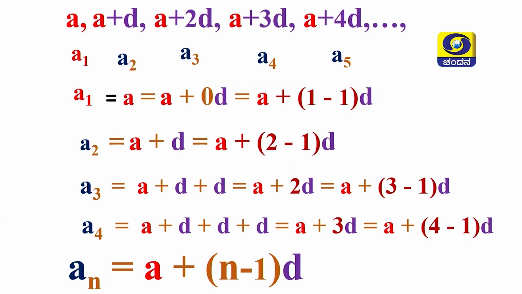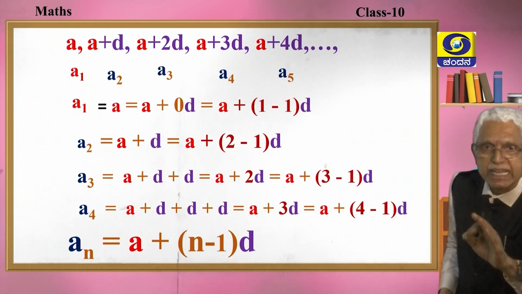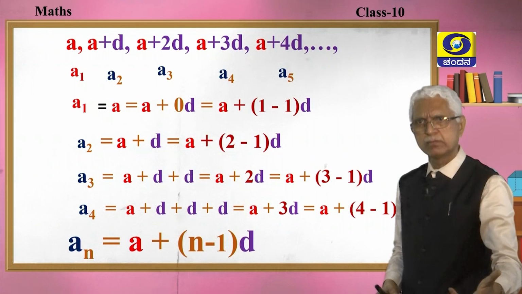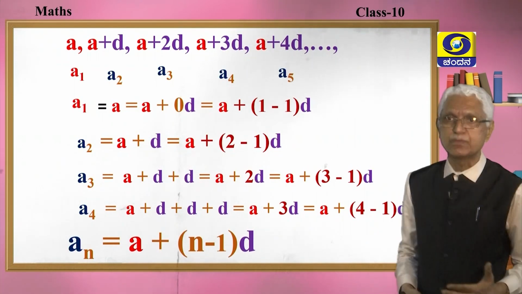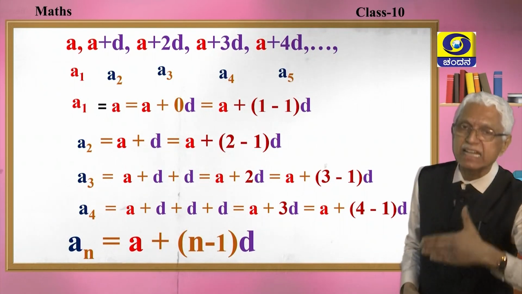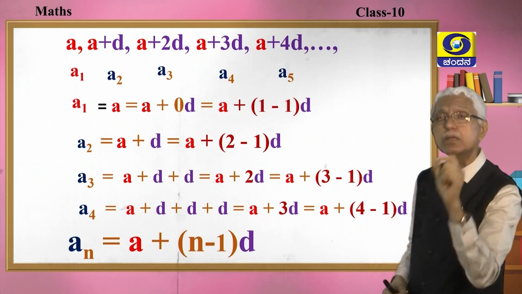It is A plus 1 minus 1 into D, A plus 2 minus 1, A plus 3 minus 1, A plus 4 minus 1, A plus 5 minus 1, A plus 10 minus 1, A plus 100 minus 1. So, the nth term of an arithmetic progression is an. It is denoted by an, my dear children. First term is a1, second term is a2, 10th term is a10. Any specific term, nth term is an. It is given by a plus n minus 1 into d.